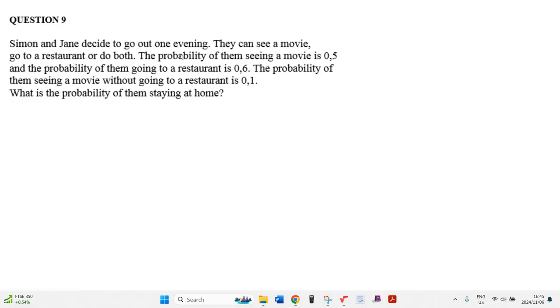Two people decide to go out one evening. They can see a movie or go to a restaurant, or they can do both. I thought, wouldn't it be two circles and then have some space in the middle? The probability of the movie is 0.5. The probability of the restaurant is 0.6, but the probability of just seeing a movie without going to a restaurant is 0.1. Hey, I could put that in a Venn diagram. What's the probability of staying at home?